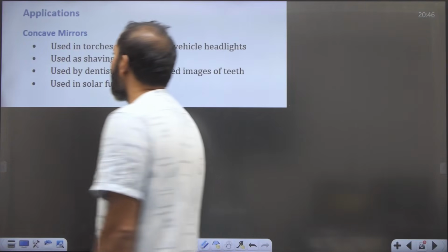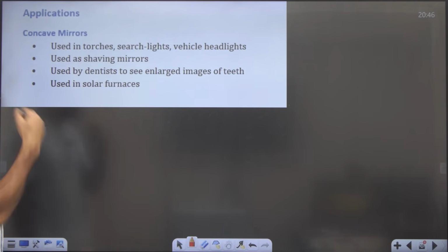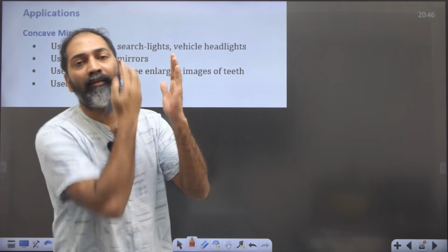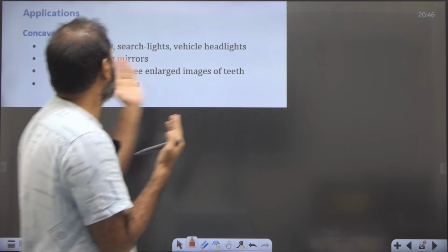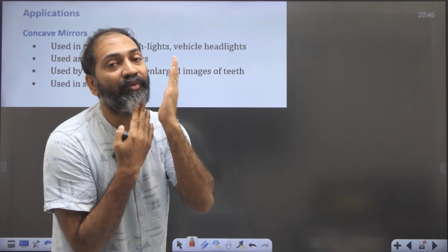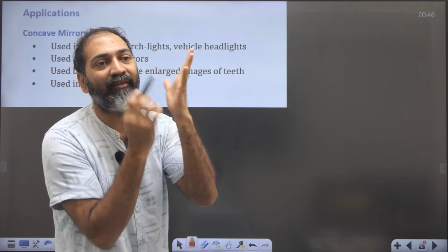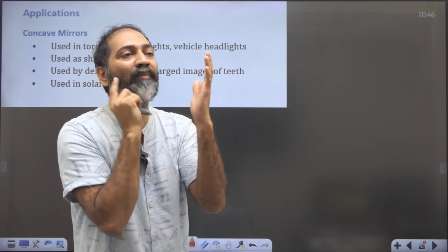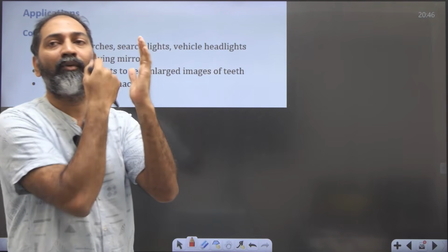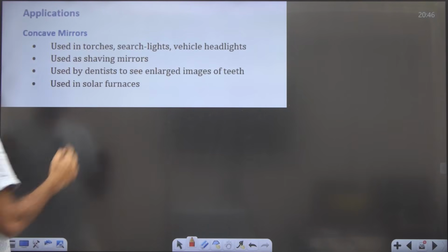Applications. Concave mirrors are used in torches, searchlights and vehicle headlights. They are used as shaving mirrors. When I keep a concave mirror close to my face, I can see an erect, magnified image. So I have to be careful while shaving because I have small pimples on my face. What mirror should I use? Concave mirror. Also used in solar furnaces.